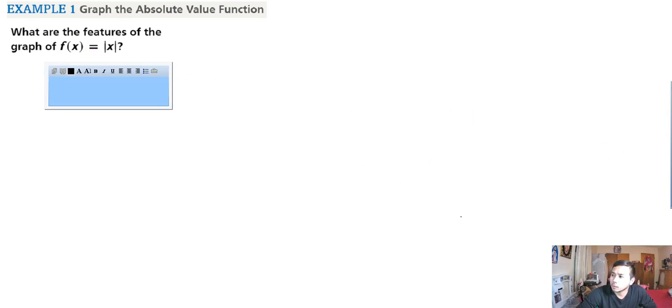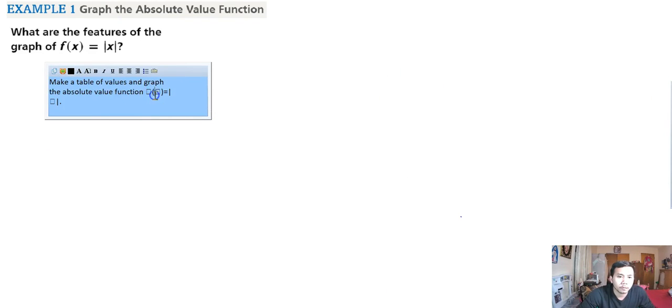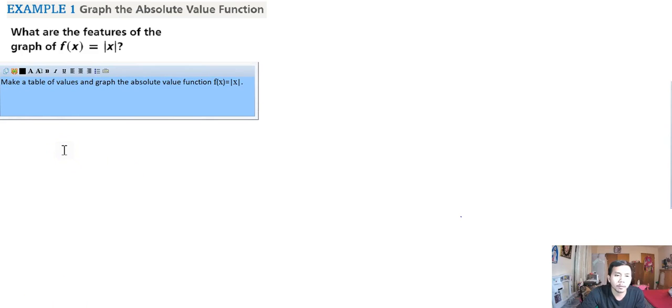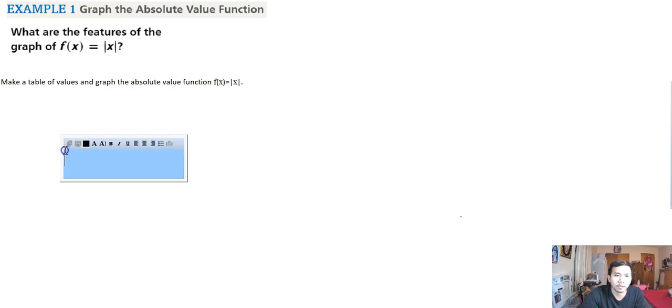So the first thing that we have to do here is make a table of values. So the first step here is to make a table of values and graph the absolute value function, which is f of x is equal to the absolute value of x.